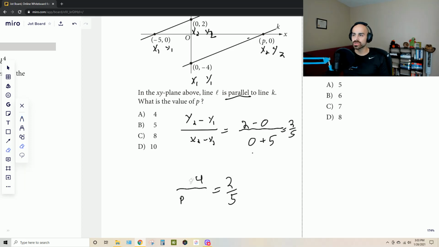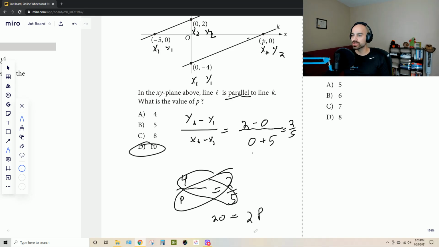Well, now I can just rewrite that. 0 plus 4 is just the same as 4. So 4 over p equals 2 over 5. Well, 4 is twice as big as 2, which must mean that p is also twice as big as 5, which makes that 10, and that is the correct answer. You can also cross multiply here, where you get 4 times 5, which is 20, equal to 2 times p, which is 2p, which just means that 1p would equal 10.